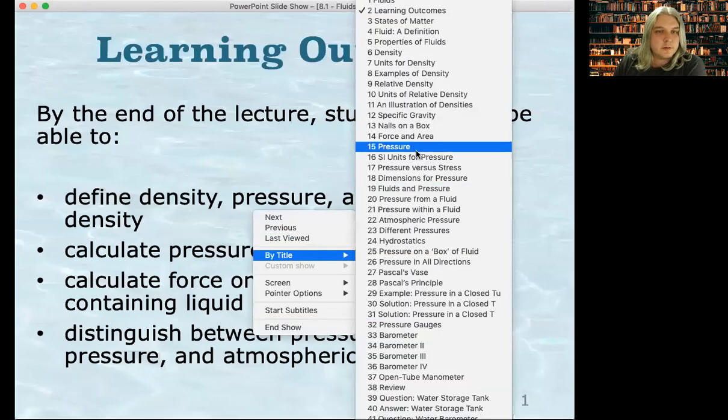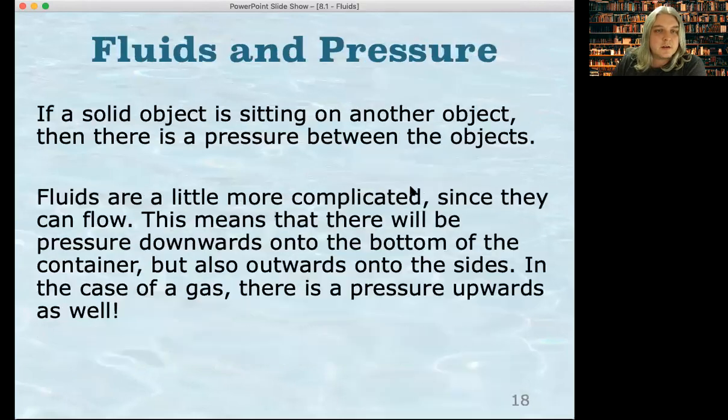We'll go to slide 19, I think, which is numbered 18 because the slides start on 0 for the title slide, if that's been confusing anyone. Fluids and pressure. So when we had a solid object sitting on another solid object, we talked about pressure between the two objects, one of them pressing down on the other. Pressing down, that's a pressure. Fluids are a little more complicated though, because fluids can flow around. They're not confined to one static shape like we have with a solid.